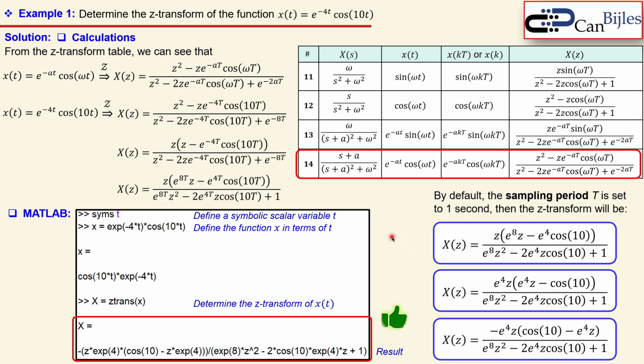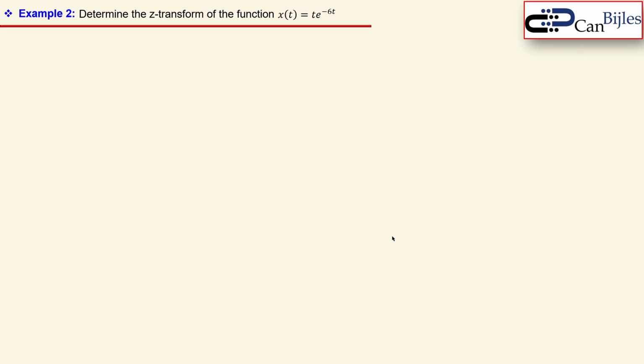Okay, let's see another example. We have now a multiplication of t times e to the power minus at. How does it work in this case?